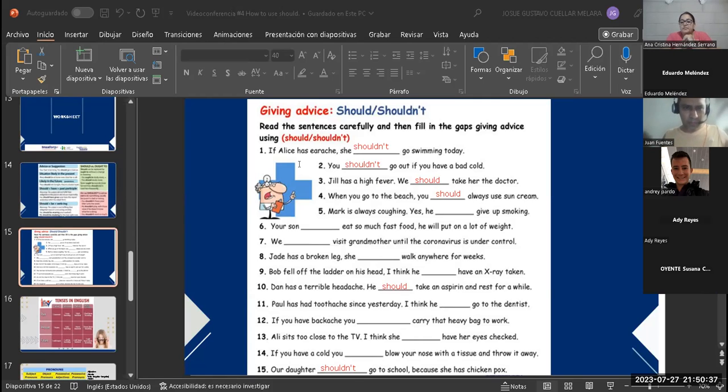Okay, number six: children should not eat so much fast food. Six, right? Sorry. Okay, thank you, very nice. It is so important to eat healthy. John, and after John, we go with Gustavo.